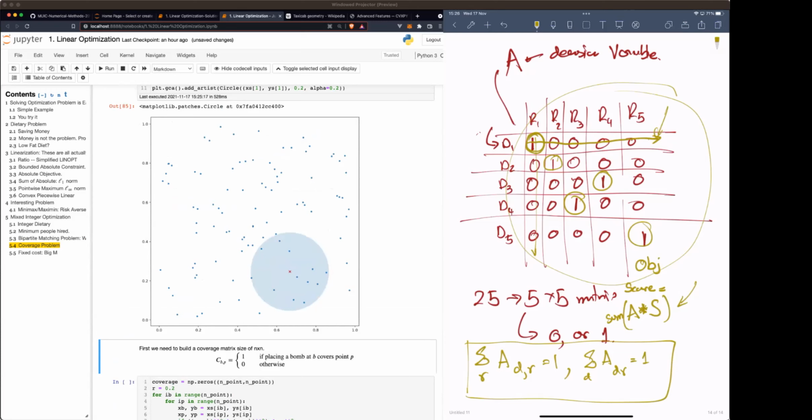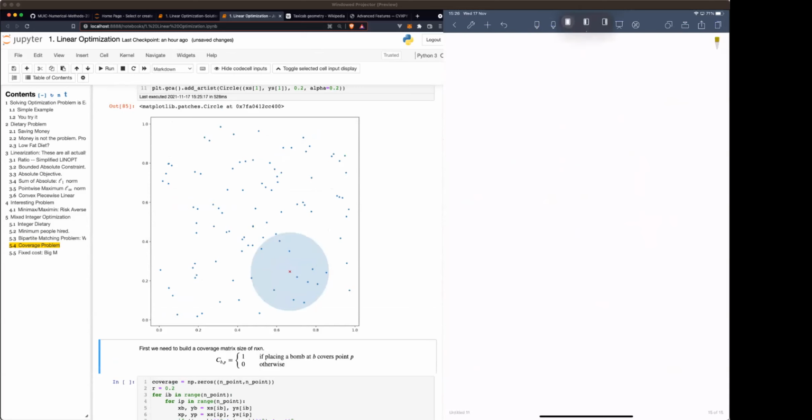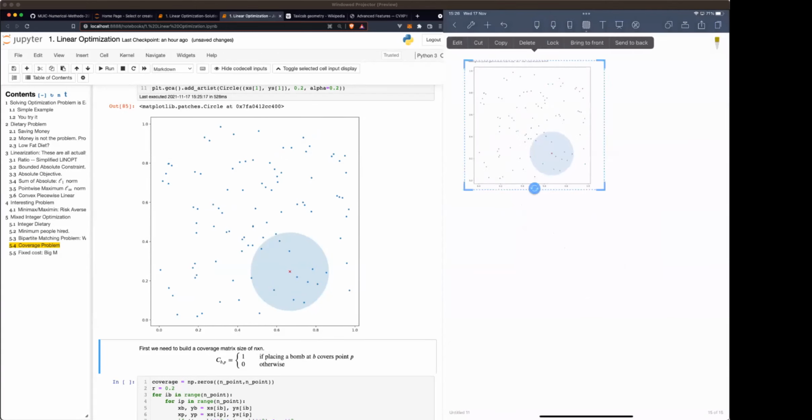oh, you cannot see my mouse. Sorry about that. Let me just copy the picture. Sorry about that. My mouse is gone. I don't know why my mouse is gone. It showed up yesterday. Okay, this is better.